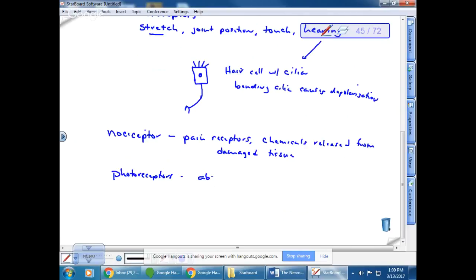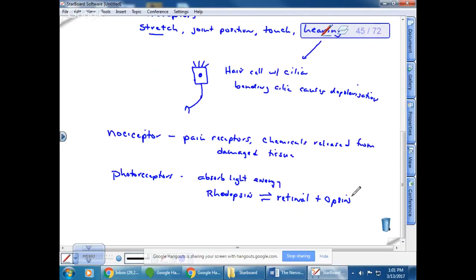Okay. We also have photoreceptors, which absorb light energy. And we talked about this, remember, the pigment that absorbs the light energy is called rhodopsin, and it dissociates when it absorbs light. So it goes from rhodopsin, you should have this in your lecture or lab notes, to retinol and opsin. So this dissociation then causes depolarization. Okay, so it causes an action potential to be sent into the central nervous system.